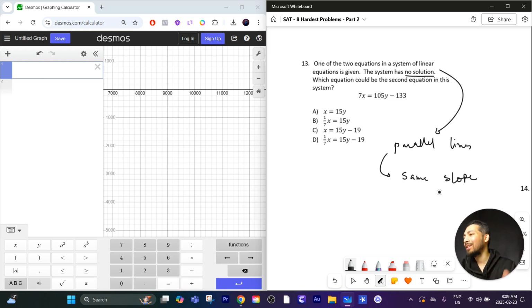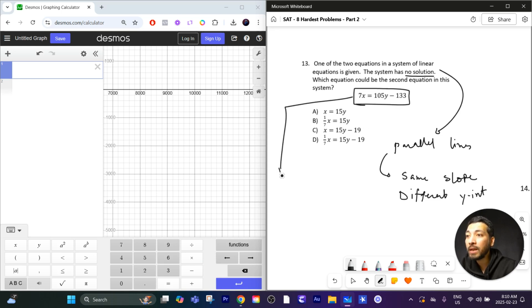So the two parallel lines have the same slope, but different y-intercept. You need to understand this. If you don't understand this concept, then you cannot solve this problem correctly. Now, I know that they have the same slope but different y-intercept. So let's try to map this equation into slope-intercept form.